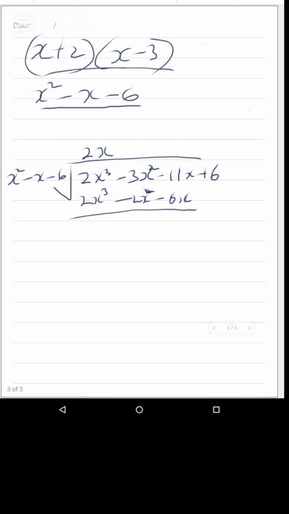So we are eliminating x cubed, so we do the subtraction. So here we get negative 5x. Here we get negative 3 minus negative 2, we get negative x squared, because this one will give us 0. Now here we drop the 6 down, so plus 6.